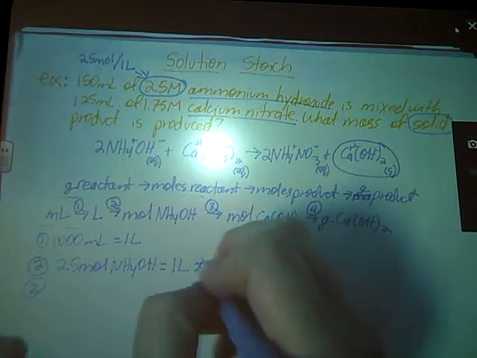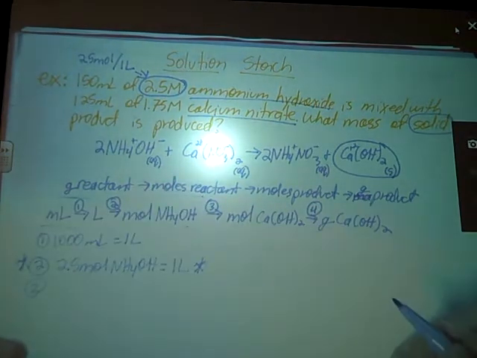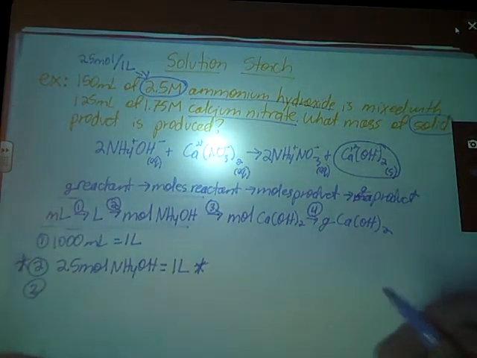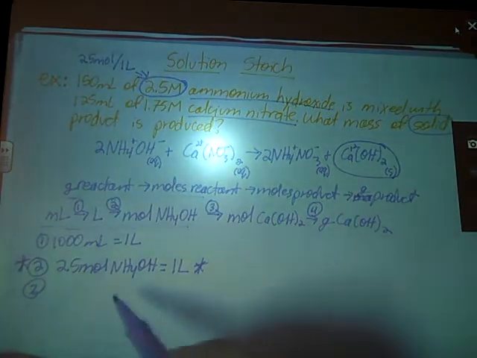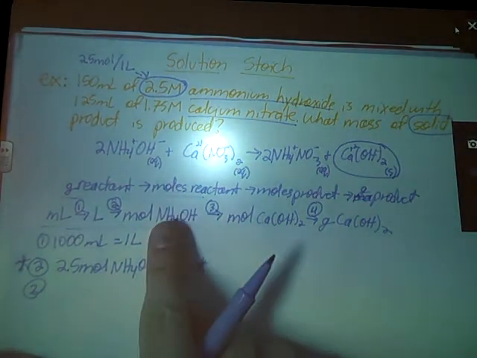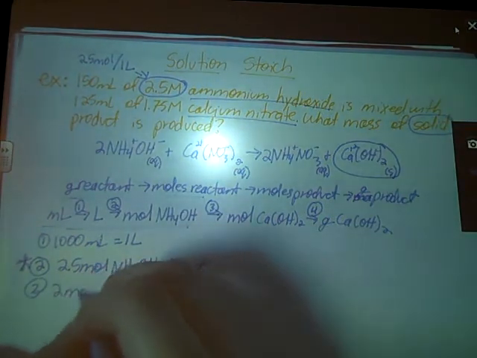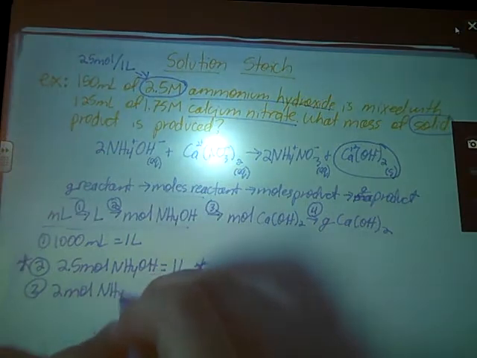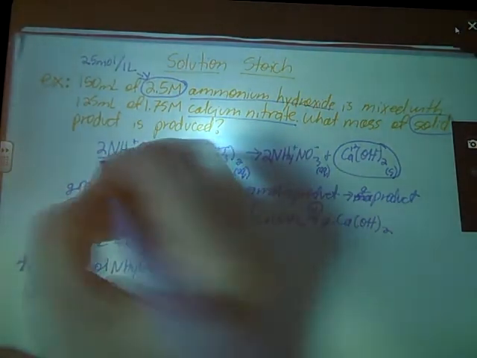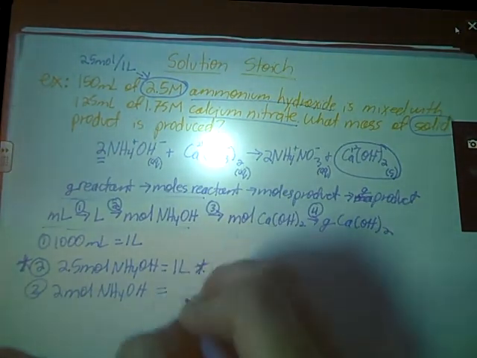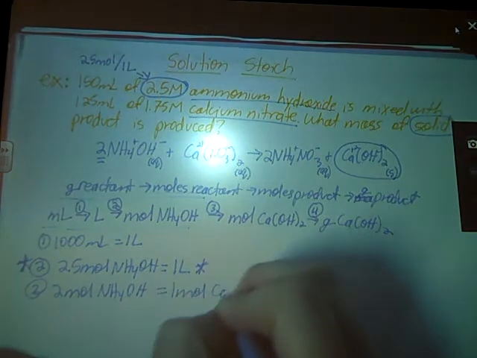So those are the big guns. Let's see, next here we got to go from moles of reactant to moles of product. Step 3, this is our mole ratio from our balanced equation. 2 moles of ammonium hydroxide, because there's a 2 in front of my ammonium hydroxide there, equals 1 mole calcium hydroxide.